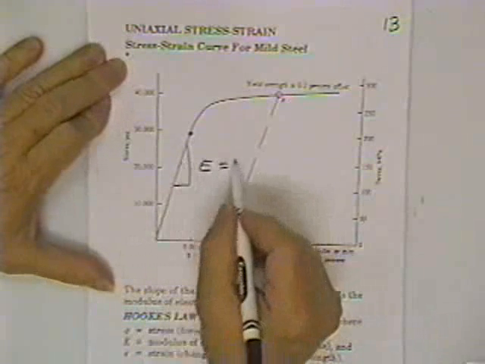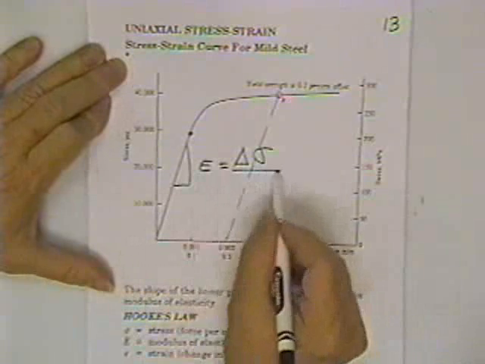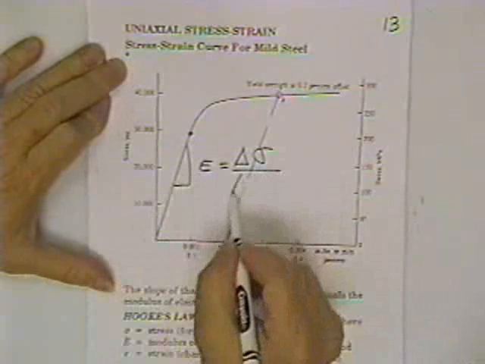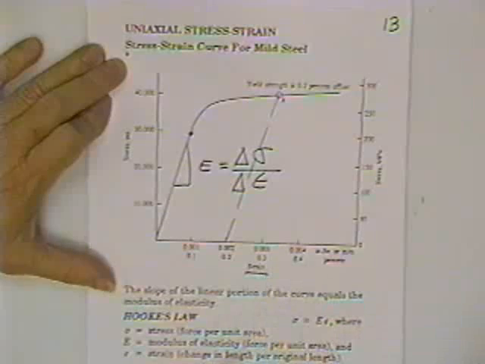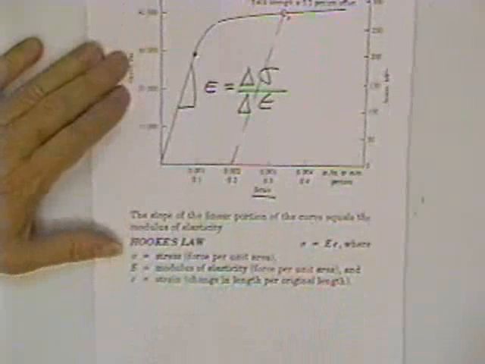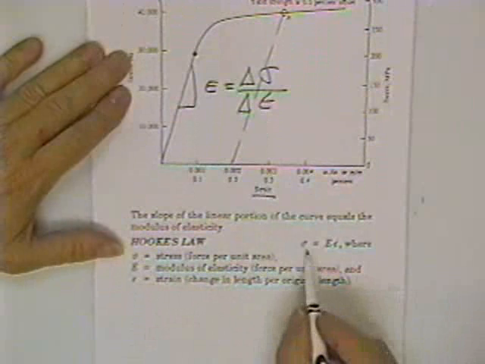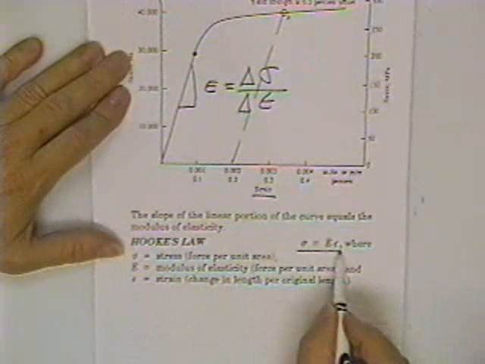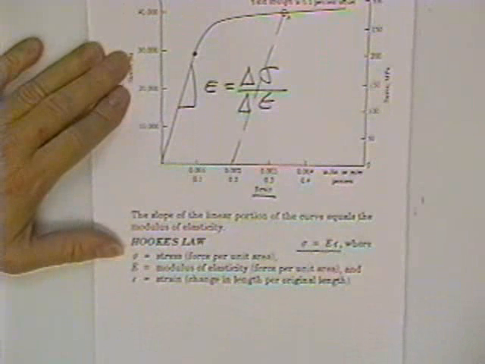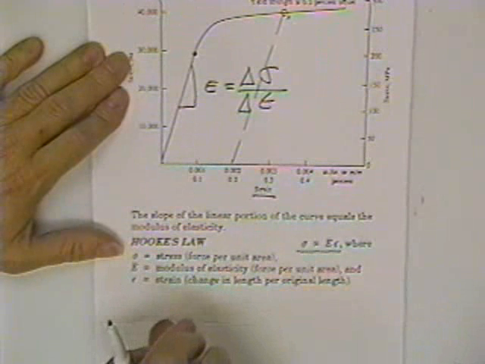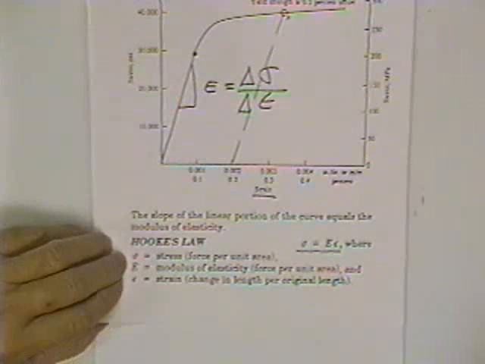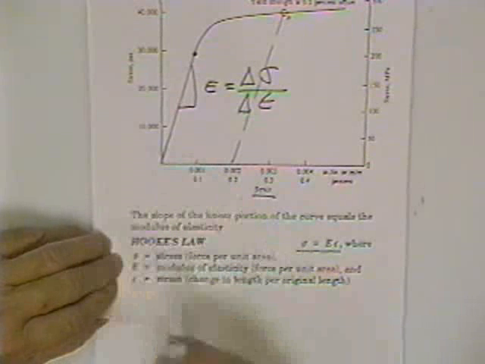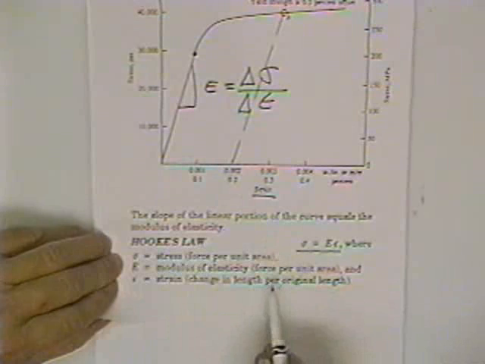E, of course, is the slope of this line. That would be some change in stress divided by a corresponding change in strain. They also give you Hooke's law, which says stress is equal to strain times the modulus of elasticity. We assume they don't give any of these equations without some purpose. They are loath to waste ink. So you want to know where the equations are, and you want to know how to use them.